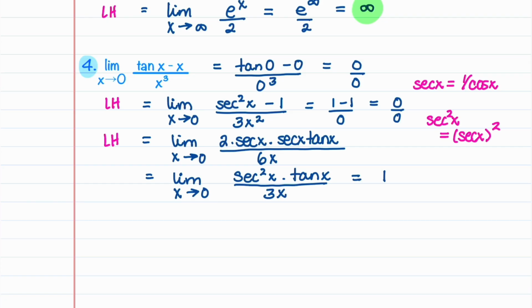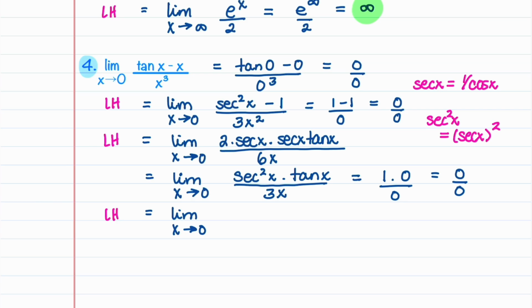Secant of 0 is 1. Tangent of 0 is 0. And then we have a 0 on the bottom. So we get 0 over 0. And we get to use L'Hopital's rule again. Let's go ahead and do that. This is the limit as x approaches 0.